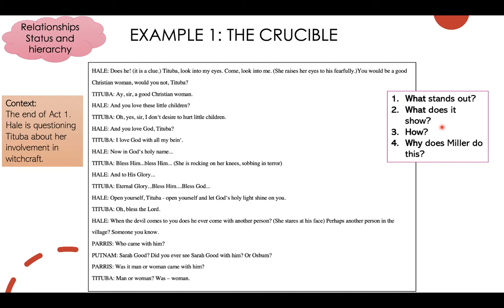And that's where we go back to the list that I just showed you. Is it through hesitations? Is it through questions? Is it through repetition? And then you always want to ask yourself, why does Miller do this? Now, you will always be linking everything back to what you already know, either contextually, what you know about the context of the play, or what you know about the characters already, what has already been established.